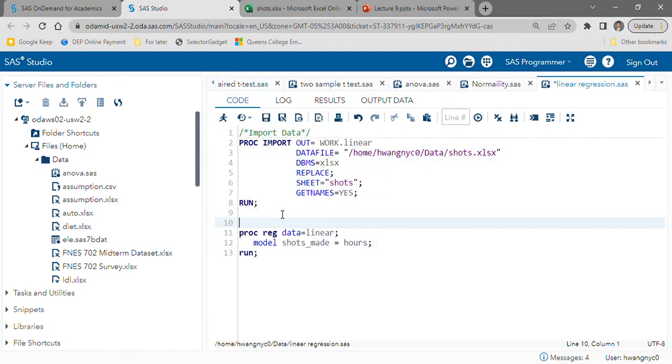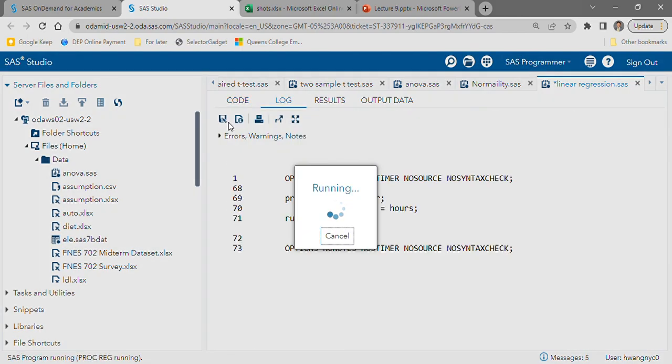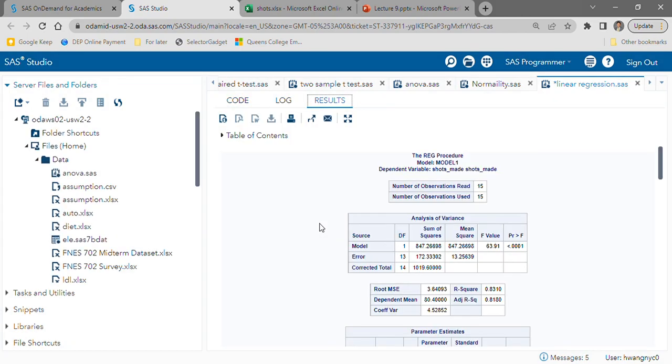So the code is simple. Let me type this in and make some notes for you all. You used PROC REG, so you're going to have quite the collection of code now. Our table name or dataset name is linear, and we're going to model shots made equals hours. Let's go ahead and do our running man. Very good. Notice number of observations read, 15.